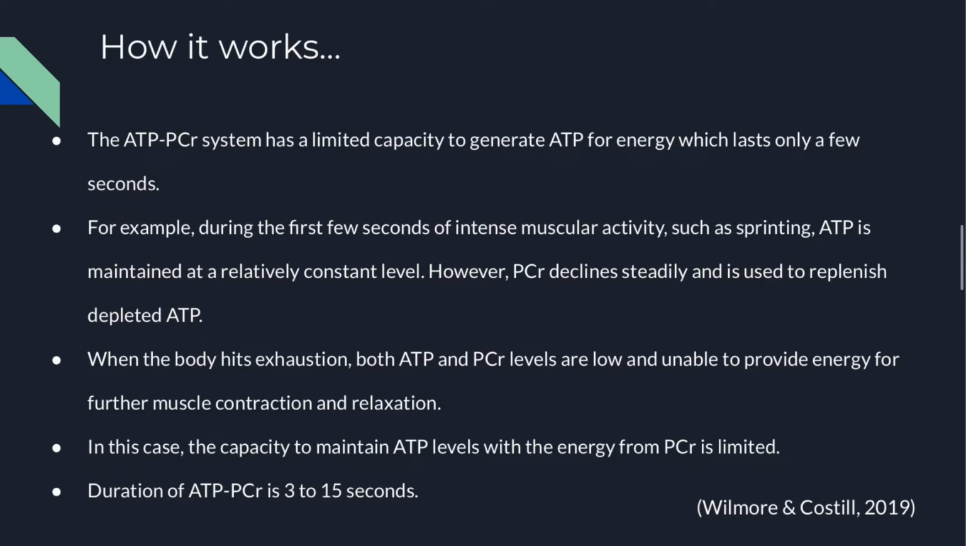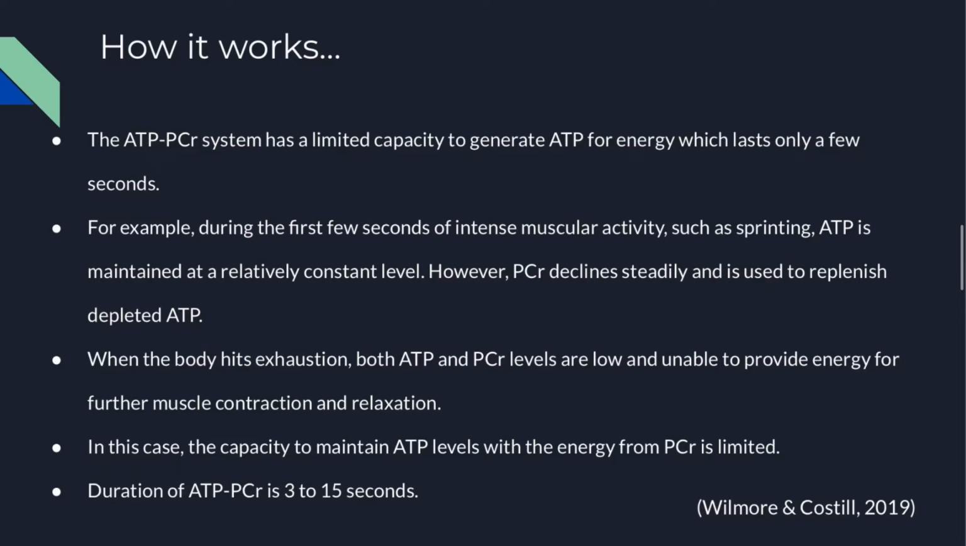How it works. The ATP-PCr system has a limited capacity to generate ATP for energy, which will only last a few seconds. The ATP-PCr system can provide energy at a fast rate, but has a very low capacity for energy production, which thus supports exercise that is intense but of very short duration.